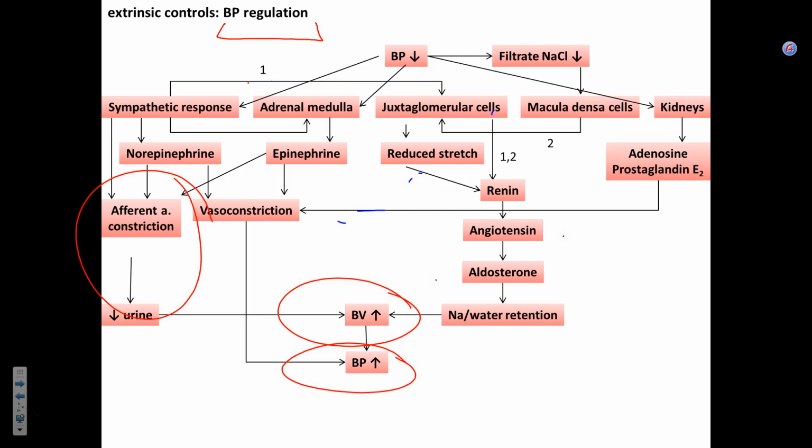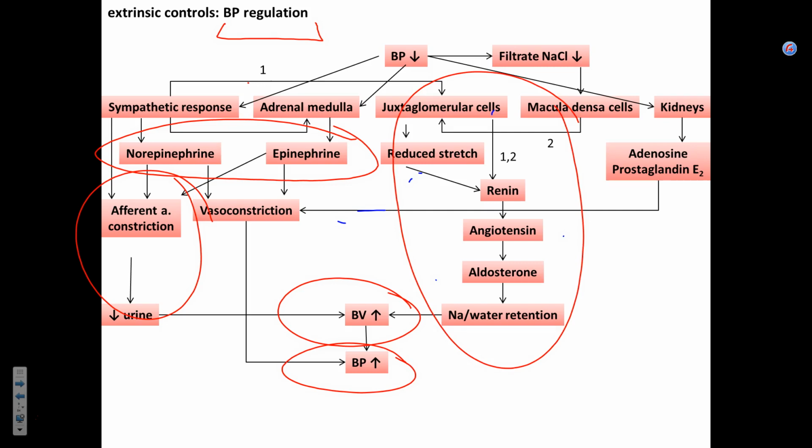Then you have norepinephrine, epinephrine, that will also cause vasoconstriction. Does that make sense? And finally, you have renin-mediated responses. Does that make sense to you? So we've got sympathetic responses and we've got renin-mediated responses. Sympathetic responses will mainly deal with the vasoconstriction, while renin-mediated responses will induce the retention of sodium and water. We're clear? We're going to come back to that topic again when we talk about the balance of electrolytes.